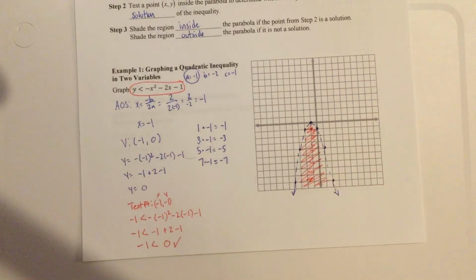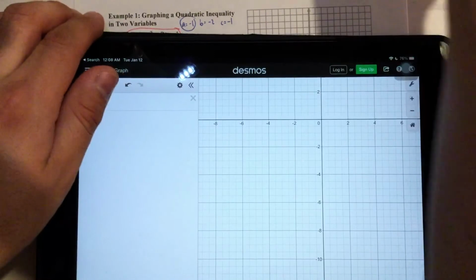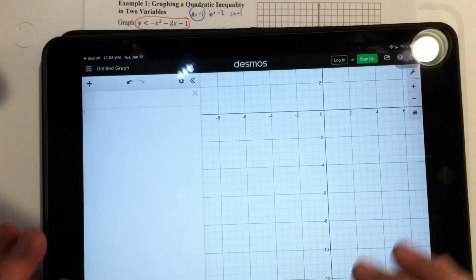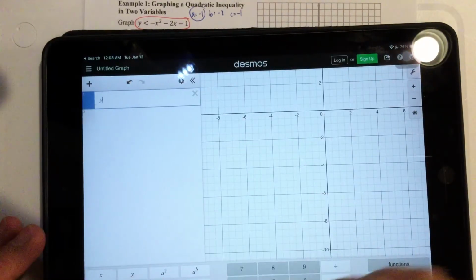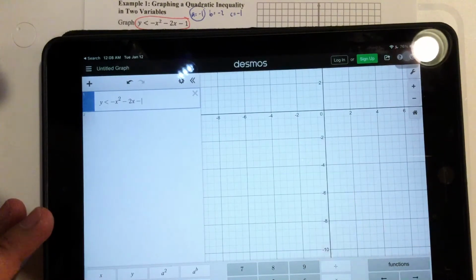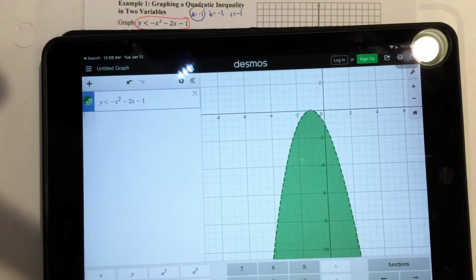Okay. Now, how do I check my answer? You can always check it in Desmos. Okay. So I'm gonna go ahead and put this here, and we're gonna check our answer to make sure it is correct. All right. So we have y is less than -x squared minus 2x minus 1. And what we can see here is that it does match our graph.